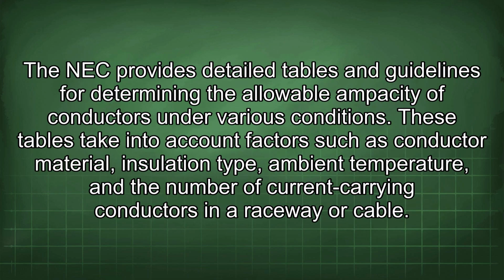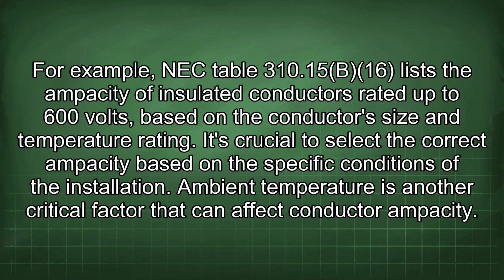The NEC provides detailed tables and guidelines for determining the allowable ampacity of conductors under various conditions. These tables take into account factors such as conductor material, insulation type, ambient temperature, and the number of current-carrying conductors in a raceway or cable. For example, NEC Table 310.15(B)(16) lists the ampacity of insulated conductors rated up to 600 volts, based on the conductor's size and temperature rating. It's crucial to select the correct ampacity based on the specific conditions of the installation.